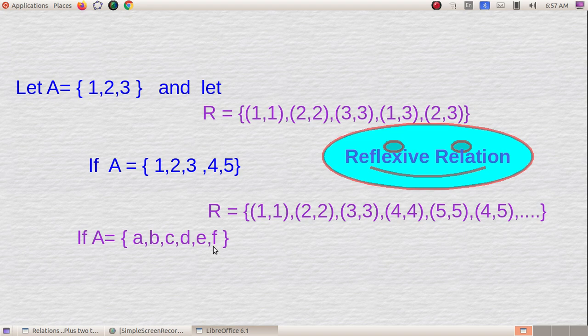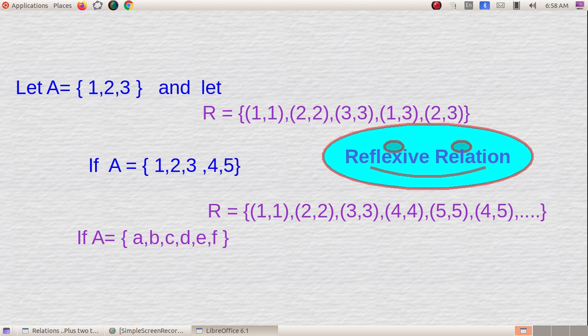Suppose a set contains 100 elements, then how many elements must be in a reflexive relation? 100 elements. If the relation contains 99 elements, we can definitely say the relation is not reflexive. Suppose I am going to define a reflexive relation on the set of students in your class. Suppose your class contains 50 students, then how many elements must be there? 50 elements must be there. Some of your names are Ramu, Arun, Siddharth, etc. Then that reflexive relation must contain (Ramu, Ramu), (Arun, Arun), (Siddharth, Siddharth), etc.